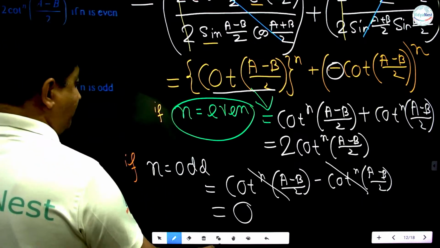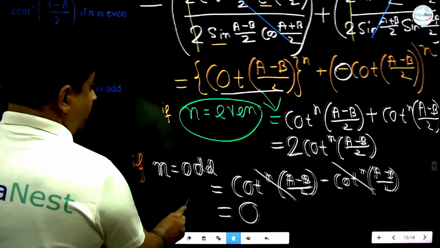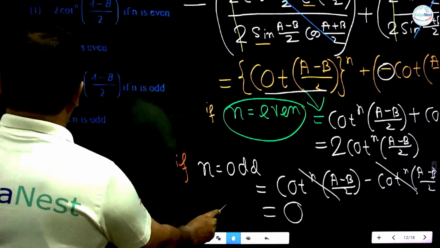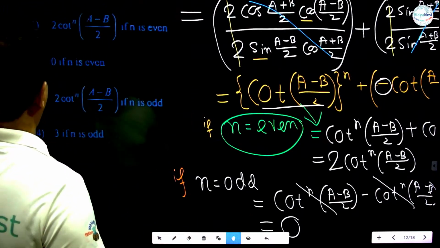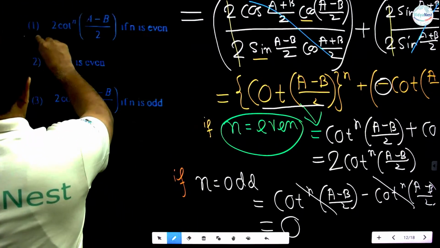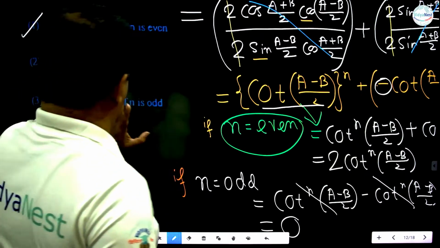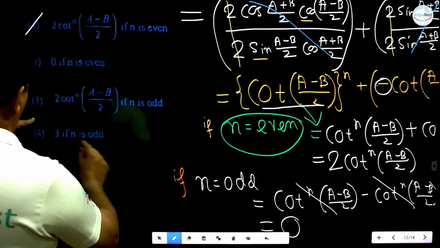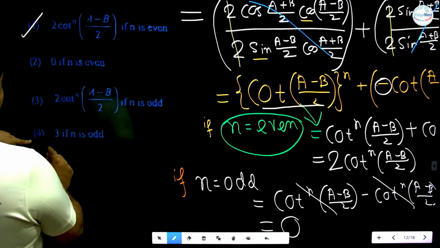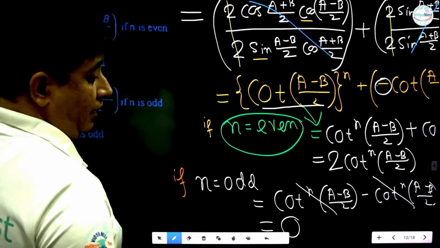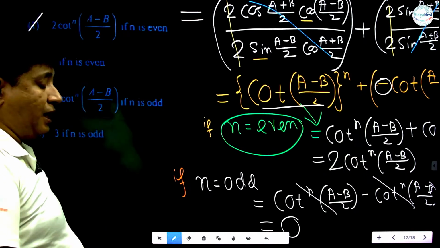Now you have got 2 answers for 2 cases, and see, you match with the given options. See, if n is even, I have got already that option, so 0, that is not valid. If n is odd, that is C, not valid. Option A correct. Got this sum?